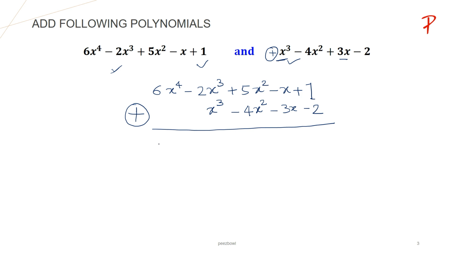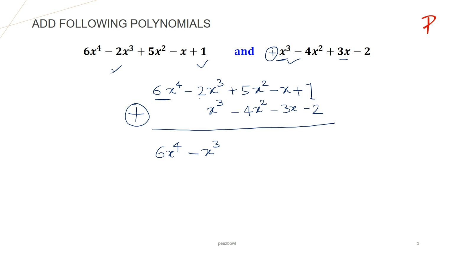Now we have to add the coefficients of like terms. In 6x to the power 4, there is no x to the power 4 in the second polynomial, right? So 6x to the power 4 has nothing to add. So I will keep it as 6x to the power 4, right? For x cube, we have minus 2x cube and here we have plus x cube. That will make it minus x cube, right?